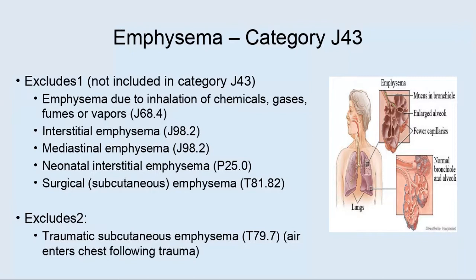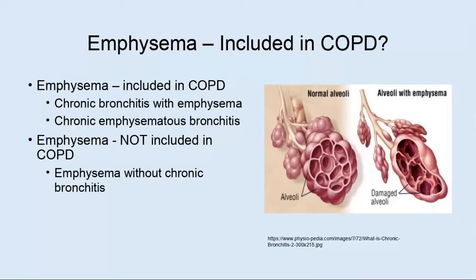On the other hand, there's also an excludes2 note. So you would report this with J43: traumatic subcutaneous emphysema, where air enters the chest following a trauma. Emphysema is included in the J44 code if it's documented as emphysema with COPD, or if the documentation uses the term emphysematous.